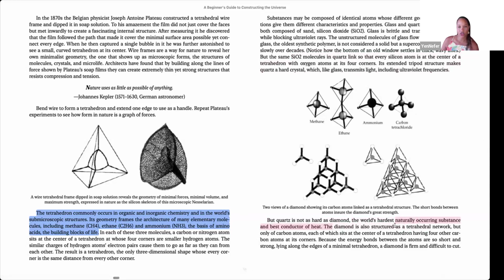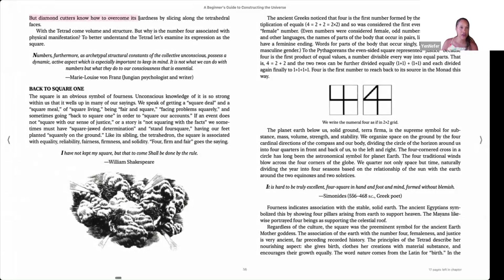The diamond is also structured as a tetrahedral network, but only of carbon atoms, each of which sits at the center of a tetrahedron, having four other carbon atoms at its corners. Because the energy bonds between the atoms are so short and strong, lying along the edges of a minimal tetrahedron, a diamond is firm and difficult to cut. But diamond cutters know how to overcome its hardness by slicing along the tetrahedral faces. With the tetrad come volume and structure.